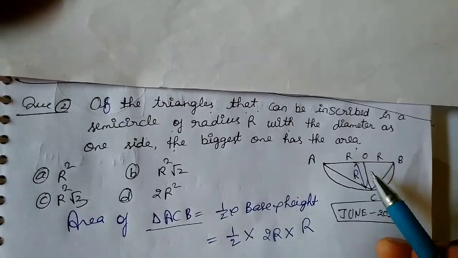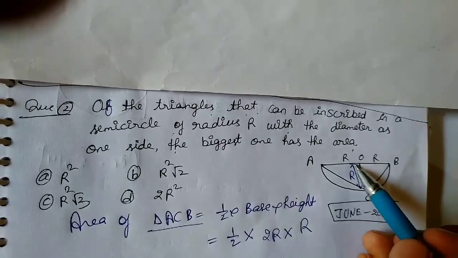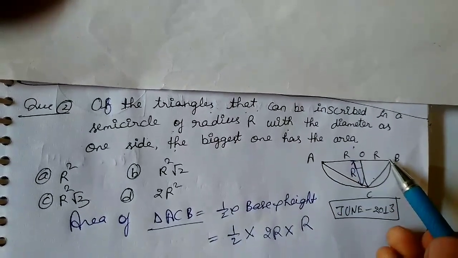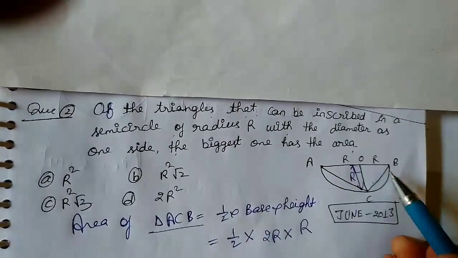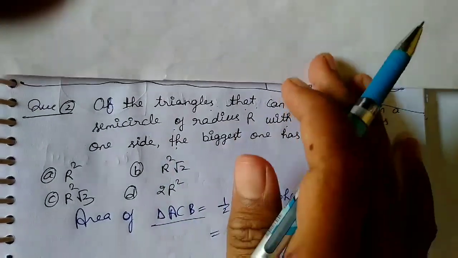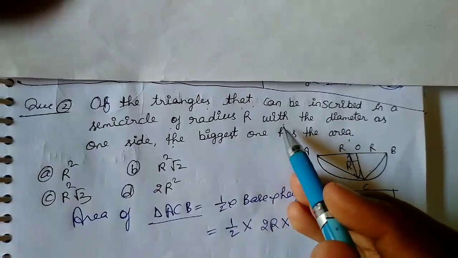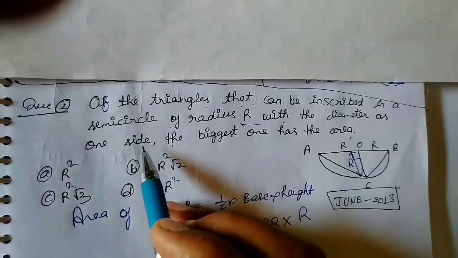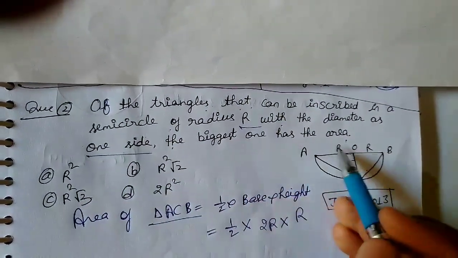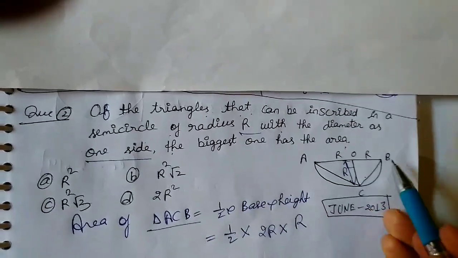From this figure it's easy. You can see that triangle OAC and triangle OBC are smaller than ACB. So of the triangles that can be inscribed in a semicircle of radius capital R with the diameter as one side, the biggest one is ACB.